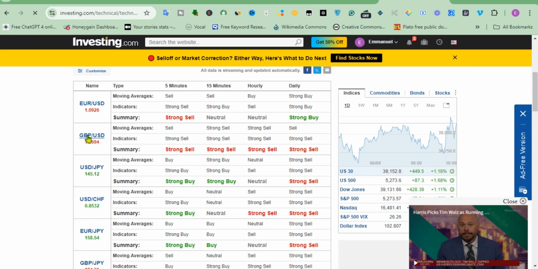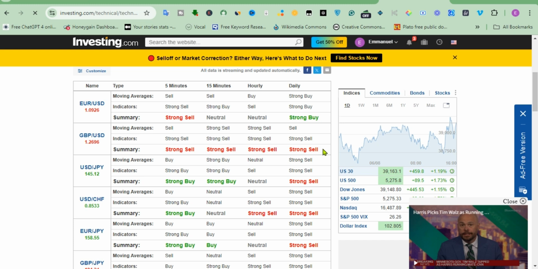So now look at this: British pound against US dollar. What is it showing here? It's giving us strong sell. You can see strong sell. When you see something like this, what does that tell you? Go and sell. As simple as that.